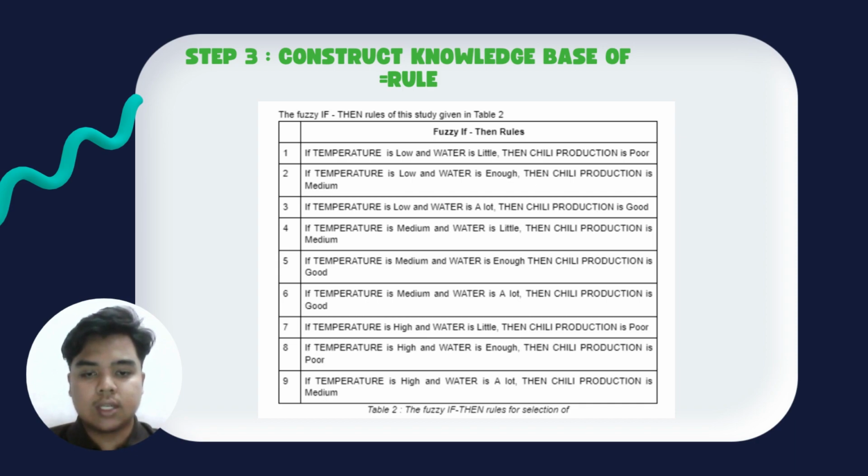Fifth rule: if the temperature is medium and water is enough, then chili production is good. Sixth rule: if the temperature is medium and water is a lot, then chili production is good. Seventh rule: if the temperature is high and water is a little, then chili production is poor. Eighth rule: if the temperature is high and water is enough, then chili production is poor. The last rule, the ninth rule: if temperature is high and water is a lot, then chili production is medium.